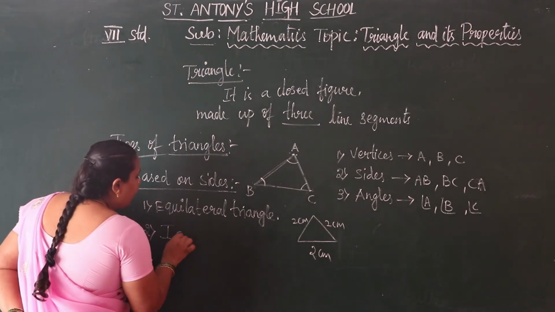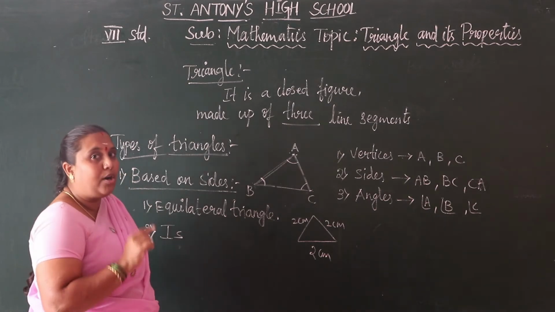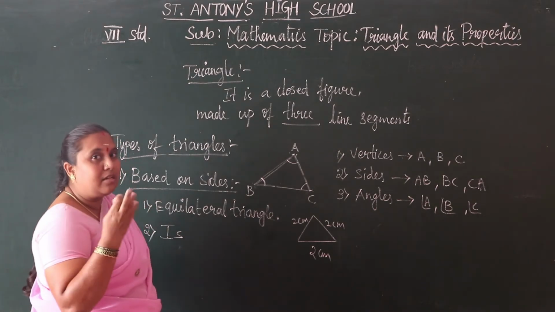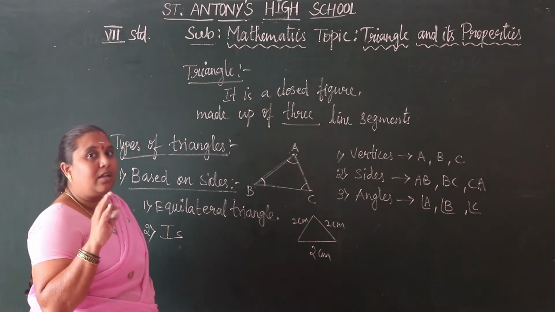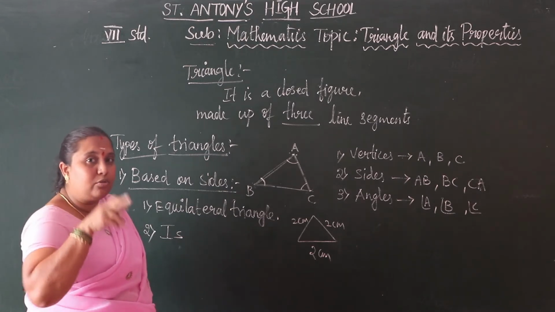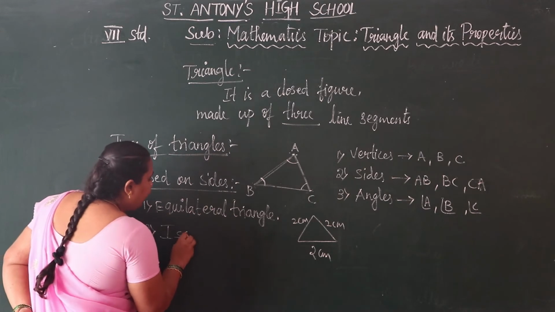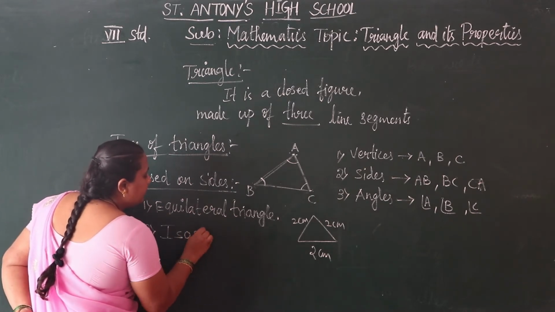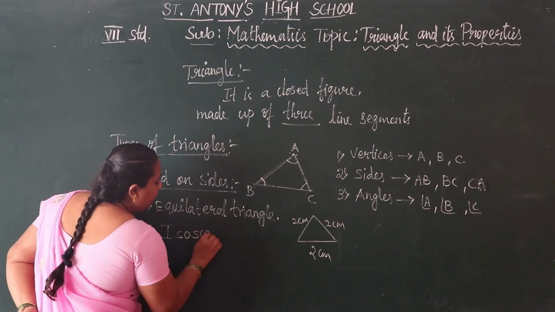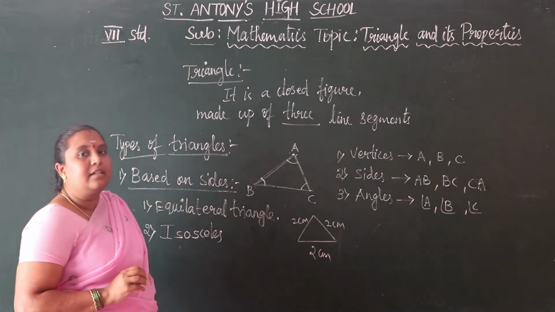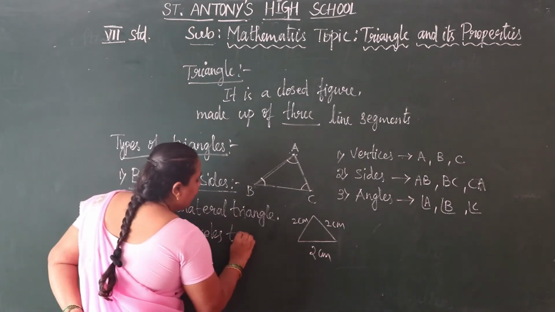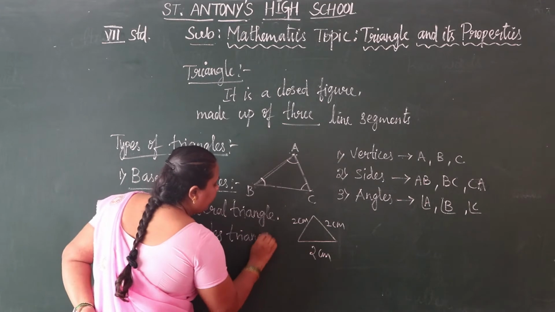See the spellings first. Isosceles, it is very important. In mathematics there should be no spelling mistakes. There are not many spelling words, but you should write the correct spelling here. So, isosceles, I-S-O-S-C-E-L-E-S, isosceles triangle.